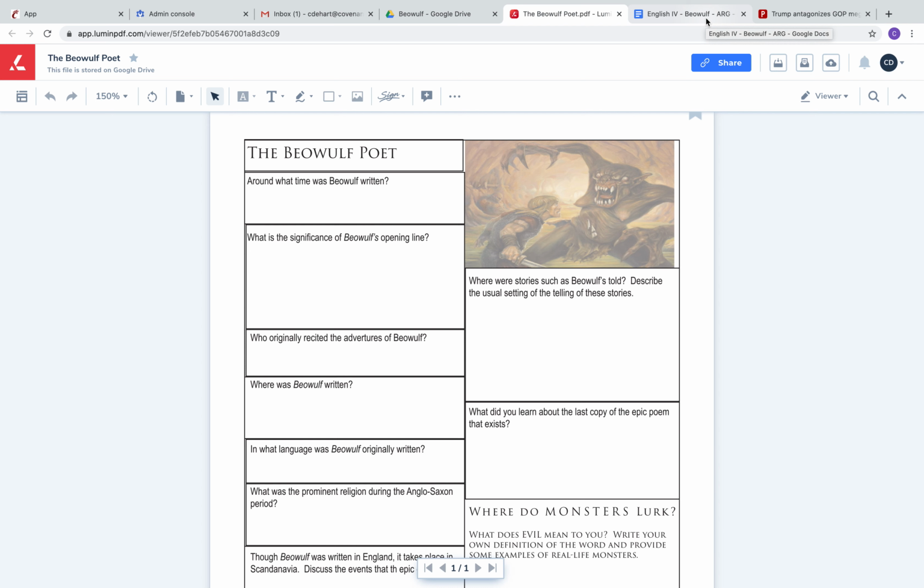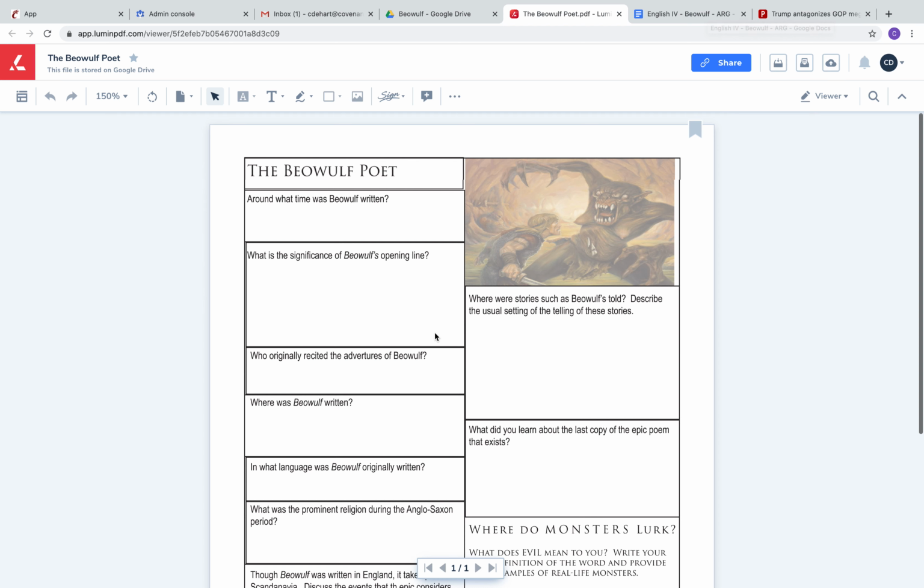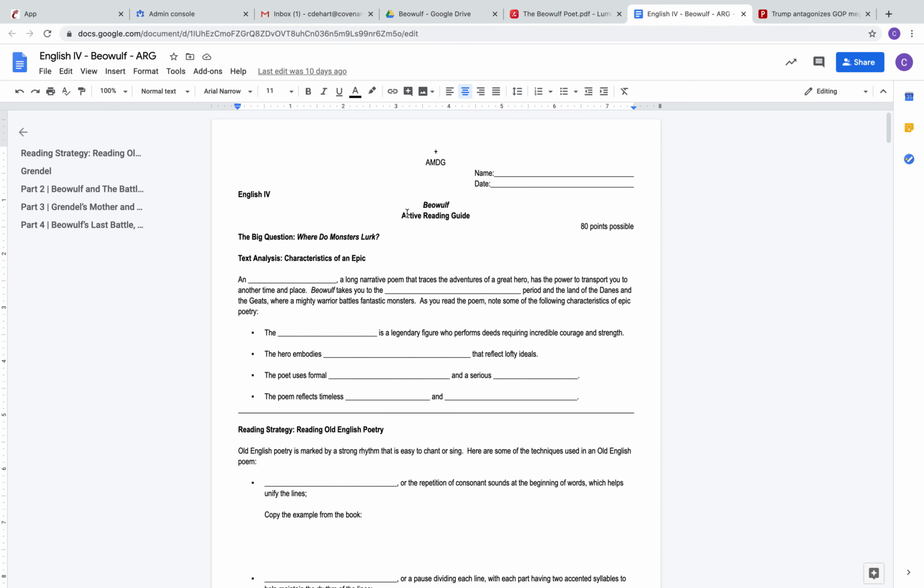You should have gotten the assignment to go ahead and complete this worksheet that's on your screen right now, the Beowulf poet. We're not going to spend much time talking about this per se because a lot of this information is going to be talked about while we're reading Beowulf. Along with the author info sheet, and get used to these, you'll be getting a lot of these throughout the year. You, of course, have what you've missed since 10th grade and 8th grade, your reading guides.